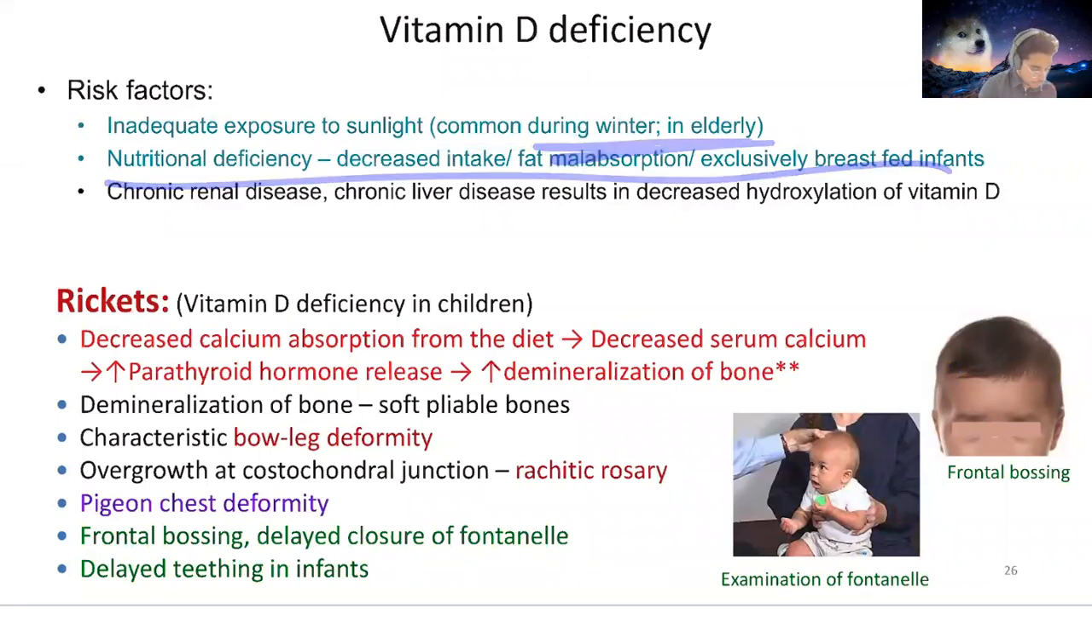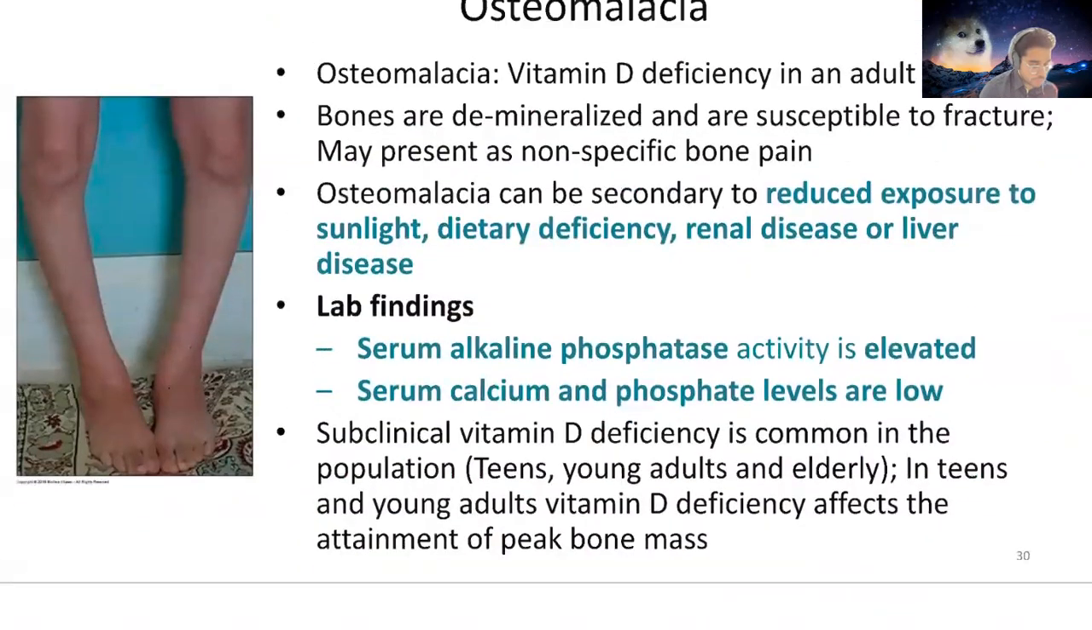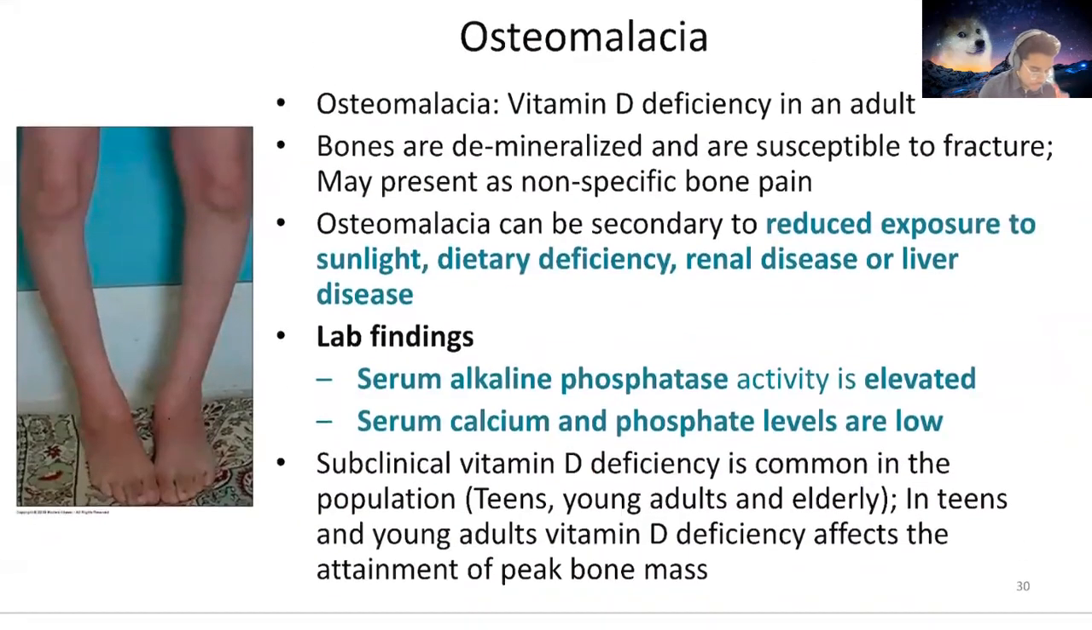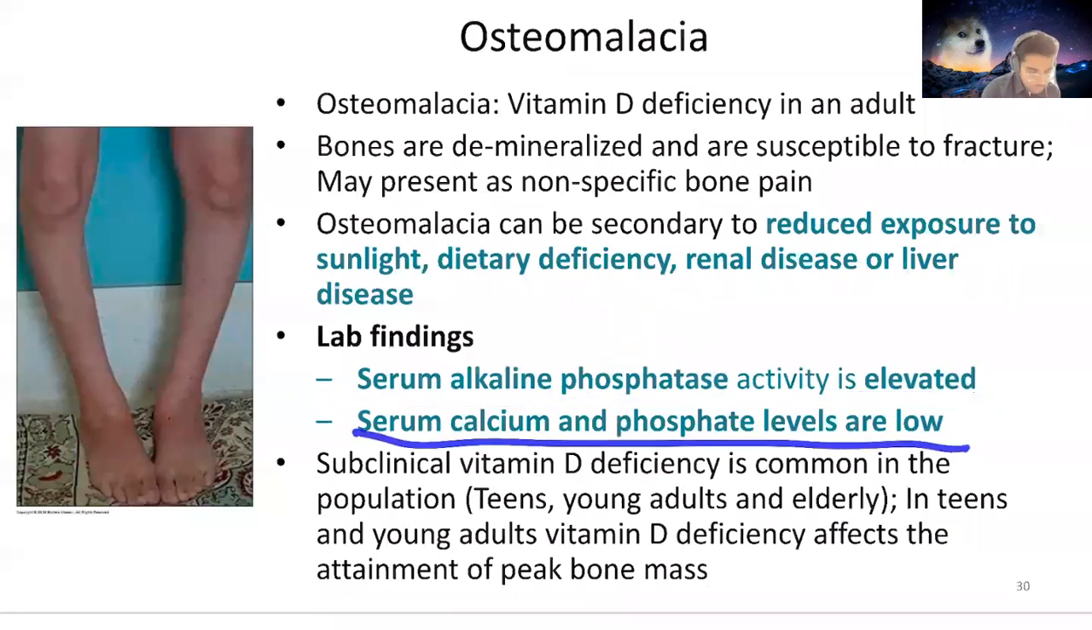Nutritional deficiency disorders you need to remember: rickets for children, and osteomalacia for adults, right? Bowing of the legs, pigeon chest deformity, all those buzzwords. Osteomalacia, like I said, guess what? Serum alkaline phosphatase, ALP, is going to be elevated, whereas your serum calcium and phosphate are going to be low because ALP is helping to break apart your calcium and phosphate.